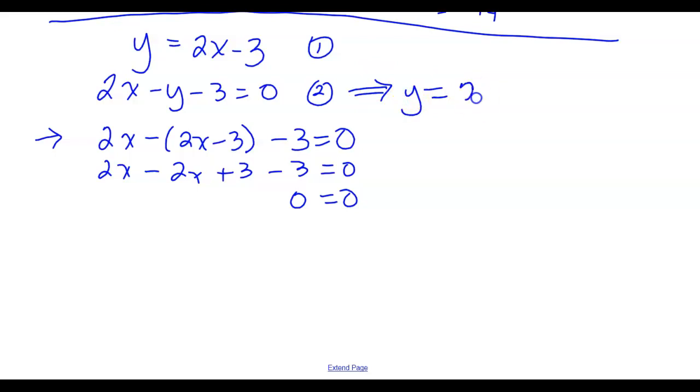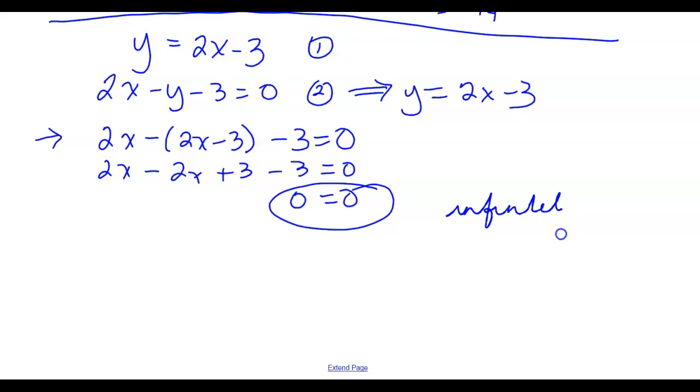So if you don't notice that they're the same line, you're going to get down to 0 equals 0, which means there are infinitely many solutions. I can't read what I just wrote there because it's so sloppy, but it's going to be infinitely many solutions. And so the equation of that line is your solution. I got to fix that. It's close. Infinitely many.